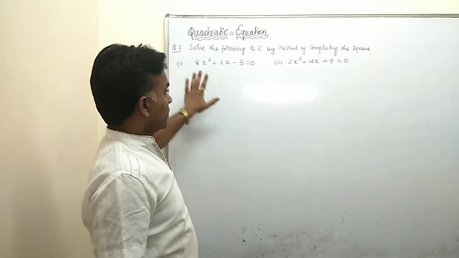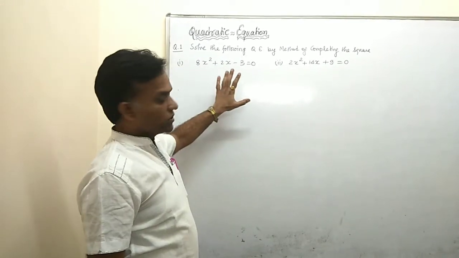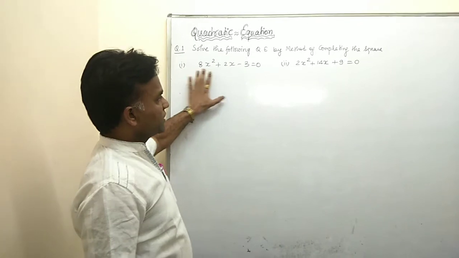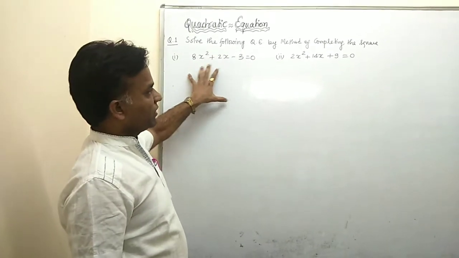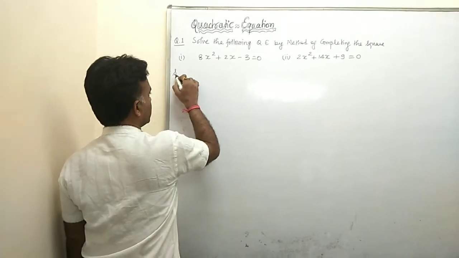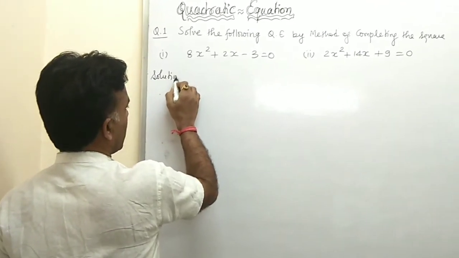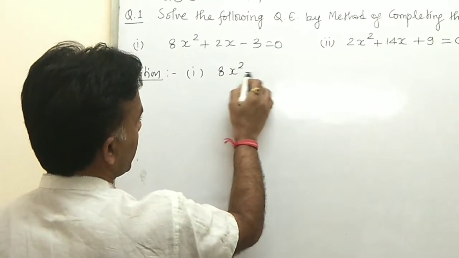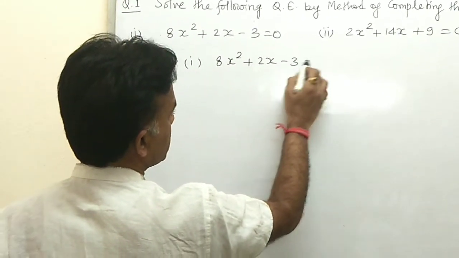So now the question is saying find the roots or solve the quadratic equation by the method of completing the square. There are two questions, so one by one we solve them with the help of completing the square. First we write down the solution of the first part of this question. We have the equation 8x square plus 2x minus 3 equal to 0.